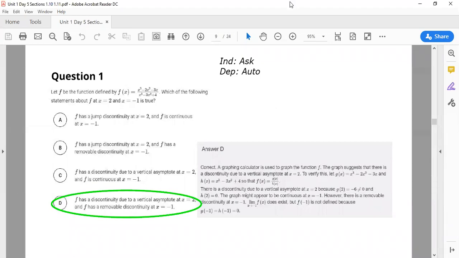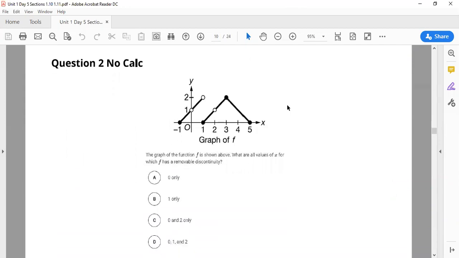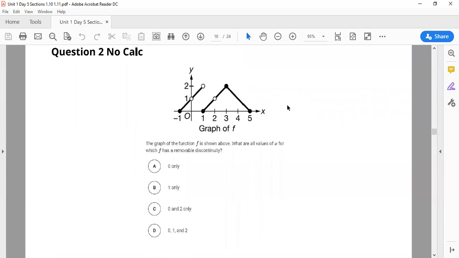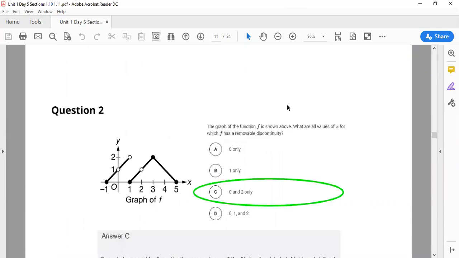Okay, next part. Question 2, no calculator here. So I'm going to give you 5 seconds. Try to do this one on your own. Of course, pause it, take as much time as you need. 5, 4, 3, 2, 1.